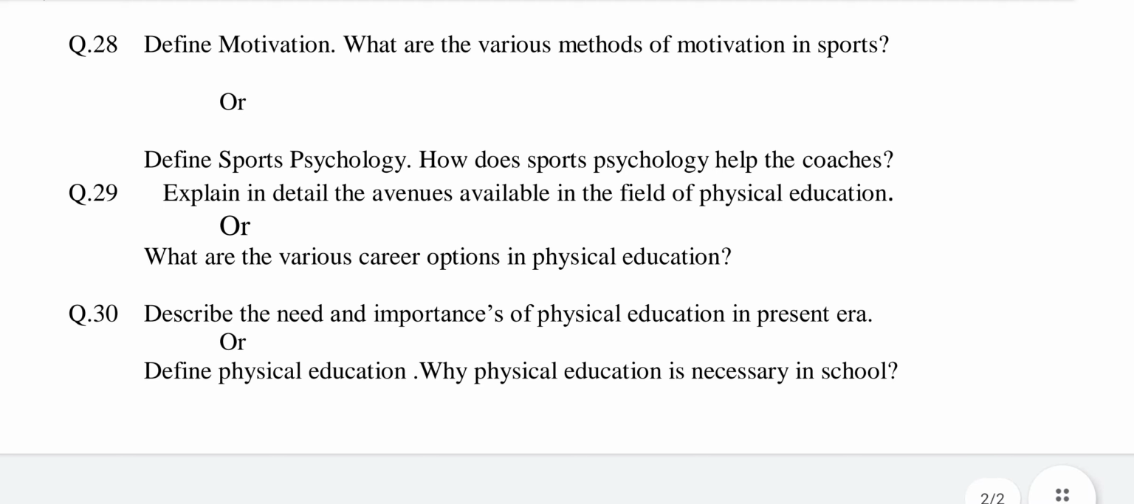Question number 29. Explain in detail the avenues available in the field of physical education. This question is related to chapter number 4, career aspects in physical education. The answer may be: the following avenues help them in their career preparations.